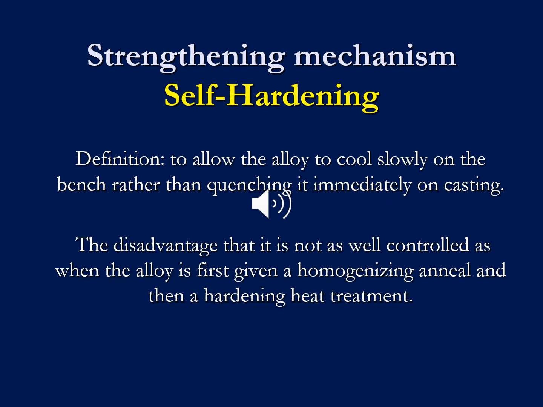Self-hardening is to allow the alloy to cool slowly on the bench rather than quenching it immediately on casting. But it has a disadvantage. It has the disadvantage of not being as well controlled as when the alloy is first given a homogenizing anneal and then a hardening heat treatment.